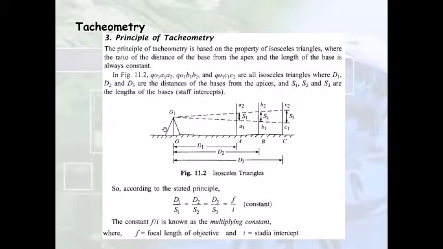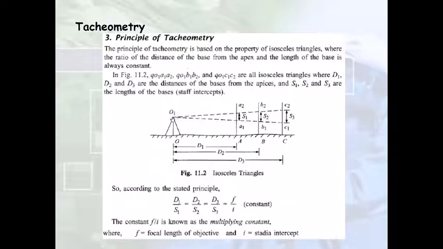If you look at this diagram, this point O shows the location of the instrument station, and we have set up our tripod over here, and we place our leveling rods at different distances from the station point or instrument station location. D1 is the horizontal distance between the point O, where our instrument is, and the point A, where the leveling staff is held in the first series. D2 is the distance between O and the point B, and D3 is the horizontal distance between the point O and point C.